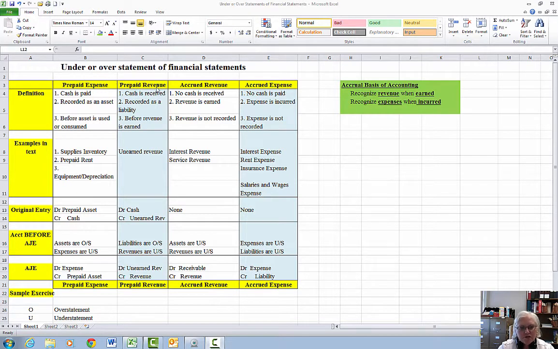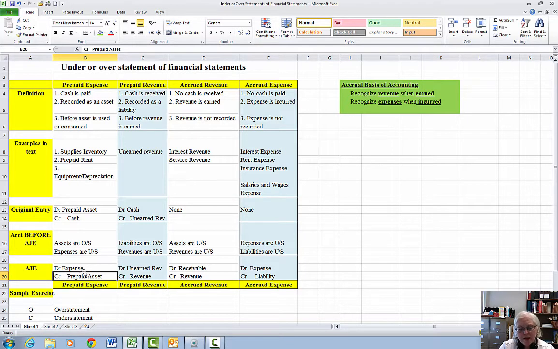So let's look at each individual adjusting entry. Let's look at adjusting entries for prepaid expenses first. The definition of a prepaid expense includes the cash has already been paid, prepaid, that's what that means. It was recorded as an asset when it was paid. So the original entry debited a prepaid asset and credited cash. And the third part of the definition is before the asset is used or consumed. So the reason we're going to do an adjusting entry is because some of that prepaid asset that we prepaid for has been used or consumed. So the adjusting entry then is going to record the expense for the use of the asset and credit the prepaid asset that we set up.